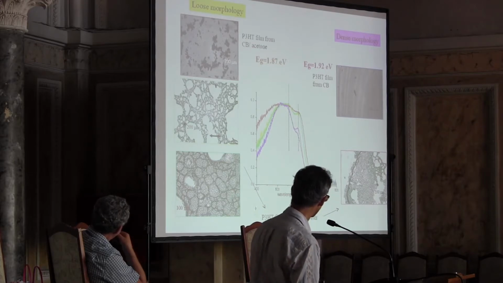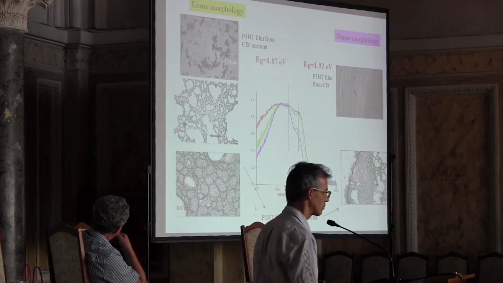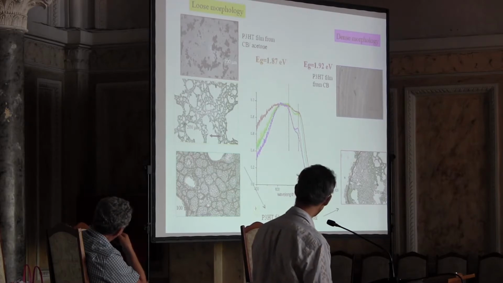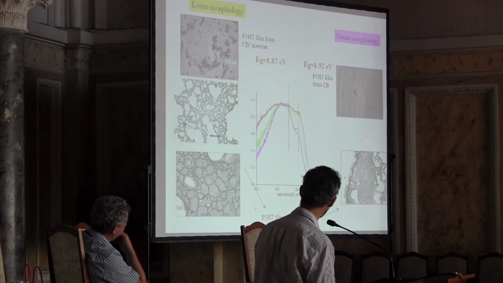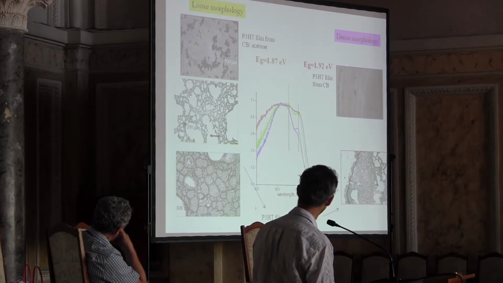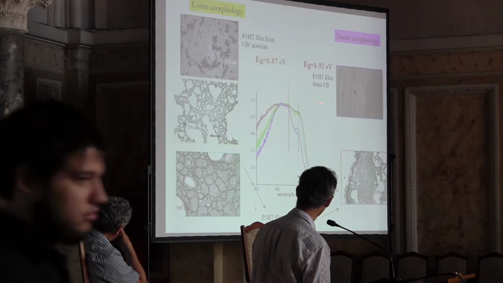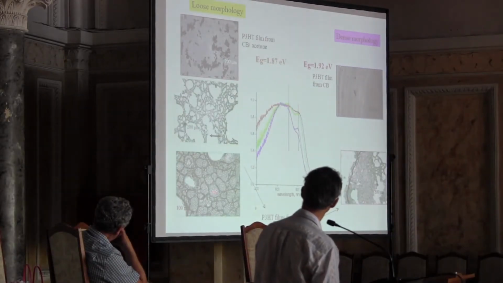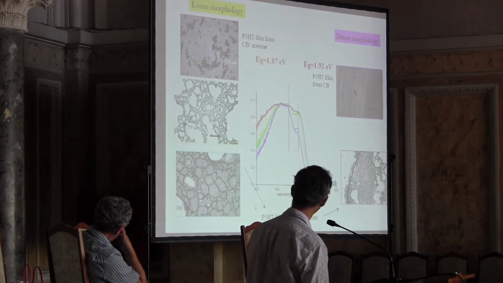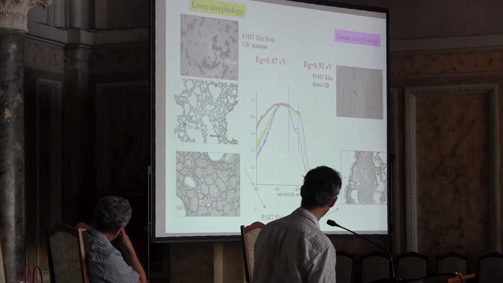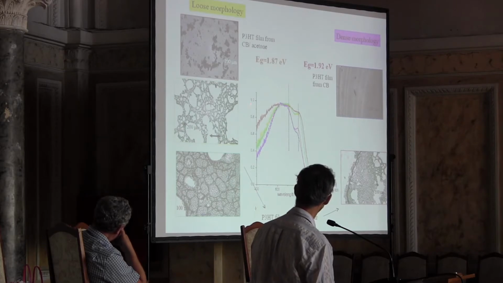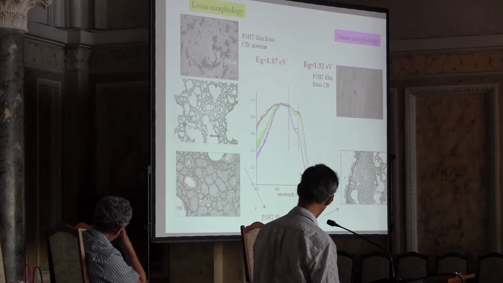Of course, the morphology influences the absorption spectra of these samples. So if we look at the dense morphology, it has a slight blue shift of the band gap, and the loose morphology has a slight red shift of the band gap. And of course, we can see other features corresponding to the loose and dense morphology in the spectra.